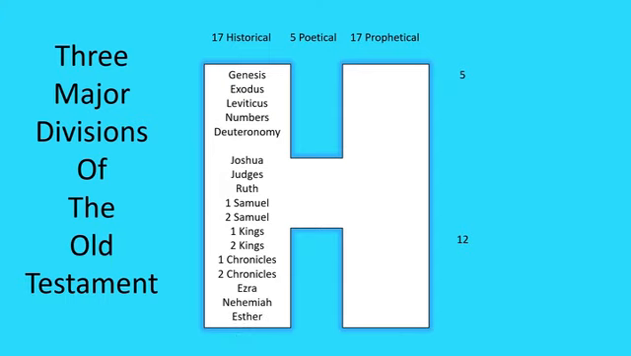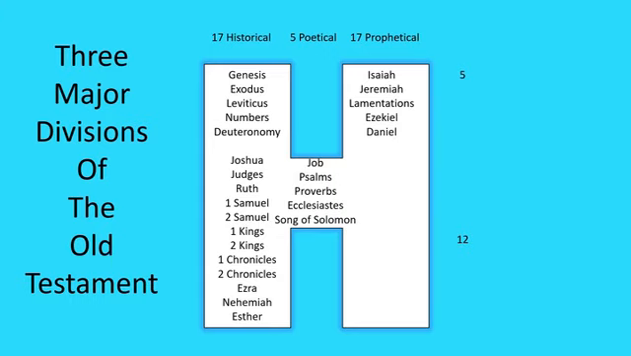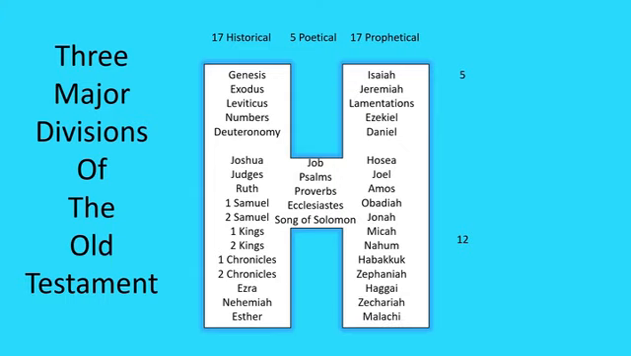The 5 books of poetry are Job, Psalms, Proverbs, Ecclesiastes, and the Song of Solomon. And then our 5 major prophets are Isaiah, Jeremiah, Lamentations, Ezekiel, and Daniel. And these are the 5 major prophets. And then we have Hosea, Joel, Amos, Obadiah, Jonah, Micah, Nahum, Habakkuk, Zephaniah, Haggai, Zechariah, and Malachi. And that's our 39 books of the Old Testament.